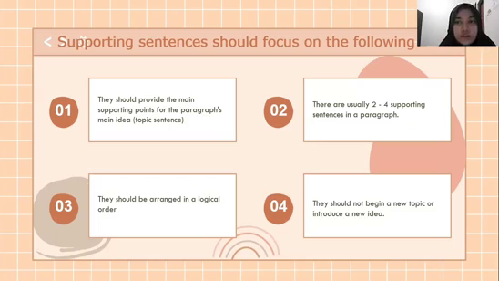Thank you, Sylvia. And now I'm going to continue this presentation. So the supporting sentences should focus on the following. The first one, they should provide the main supporting points for the paragraph's main idea or topic sentence. Number 2, there are usually 2 to 4 supporting sentences in a paragraph. 3, they should be arranged in a logical order. And the last one, they should not begin a new topic or introduce a new idea.